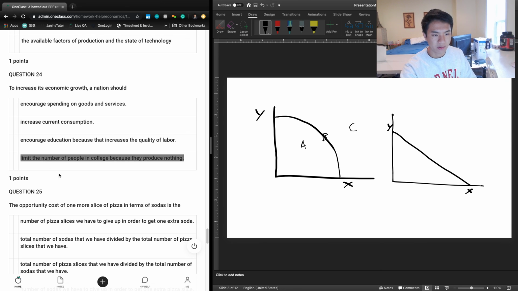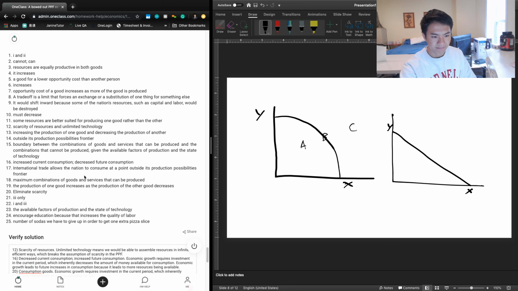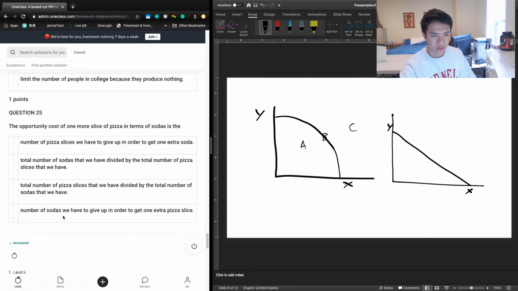And finally, limit a number of people in college because they produce nothing. That's not the case. People get college educations, they become more high-skilled labor, and that's going to increase our ability to grow and possibly increase our technology as well. And so the correct answer is going to be encourage education because that increases the quality of labor. And so yes, question 24 is correct.